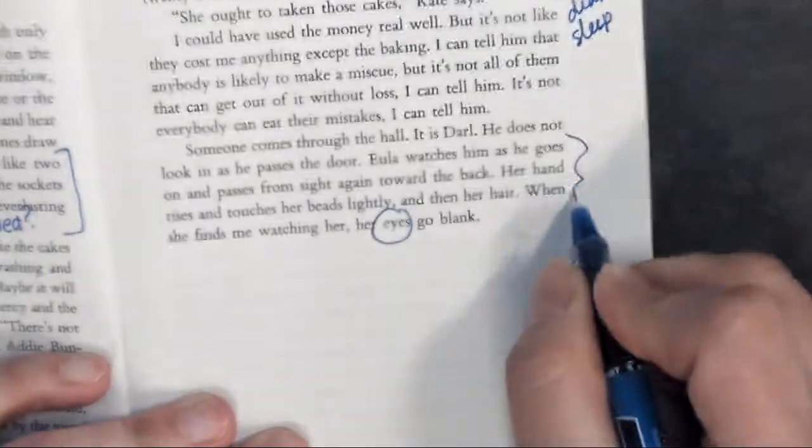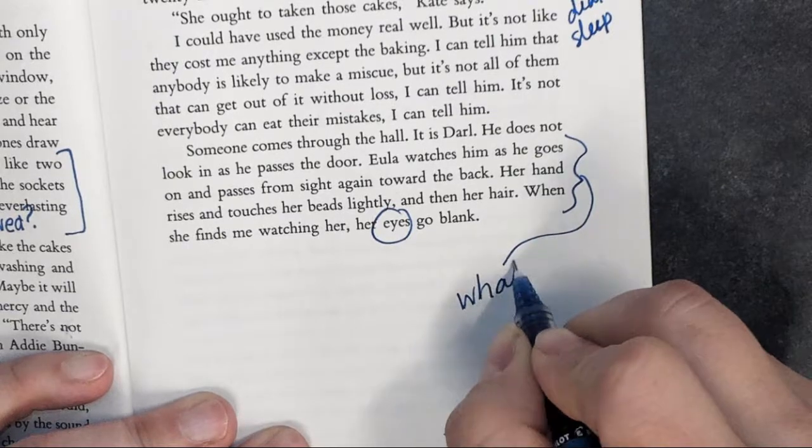So what does this tell us about Eula? She likes Darrell.